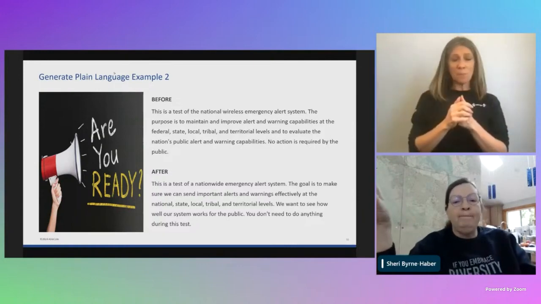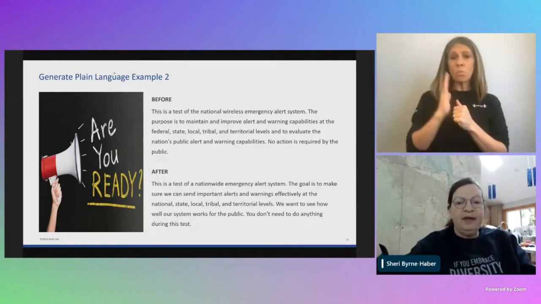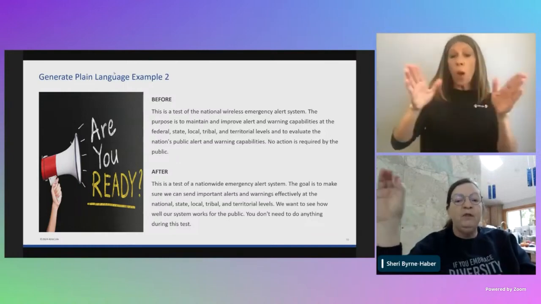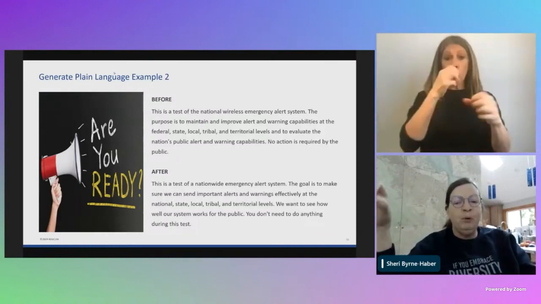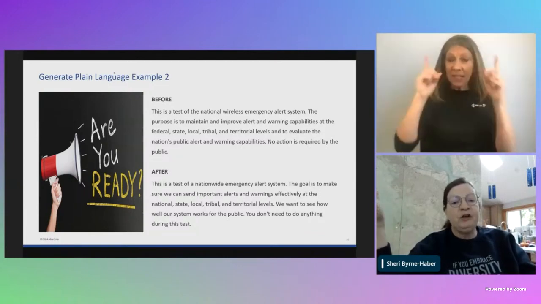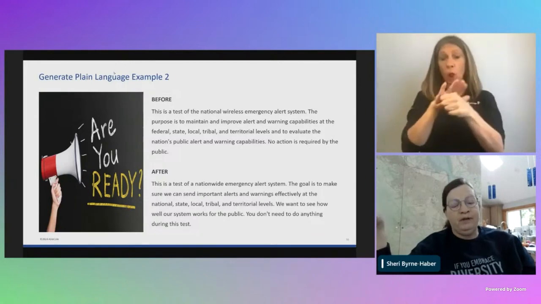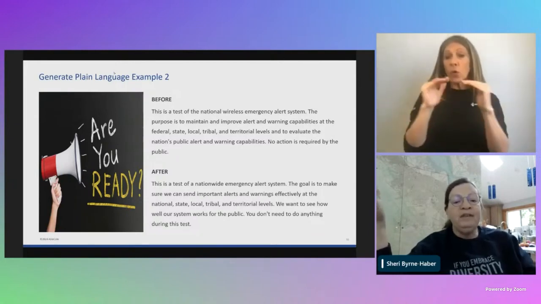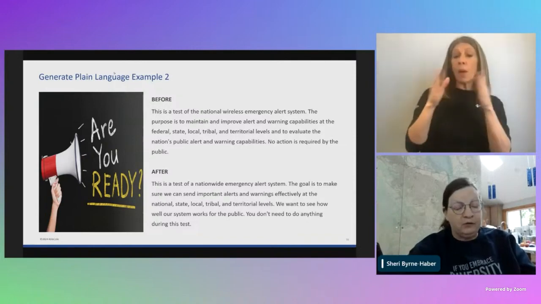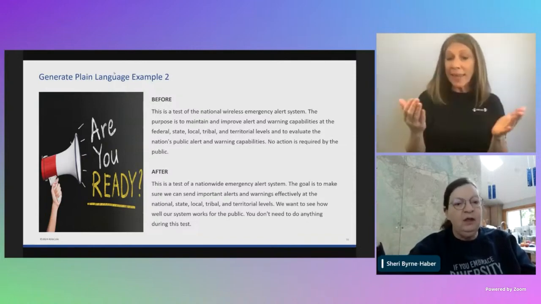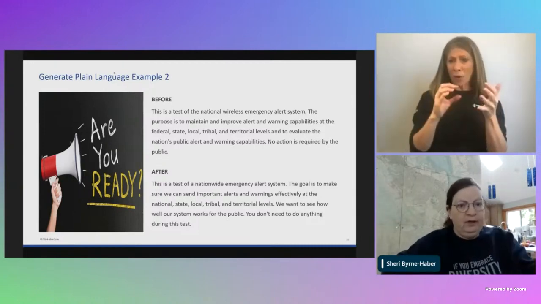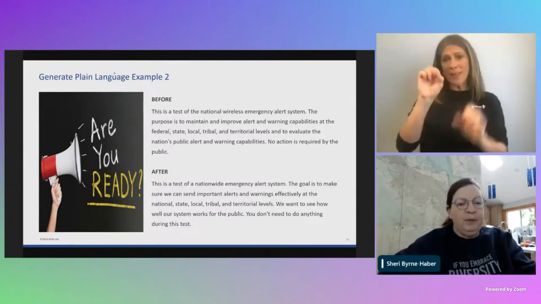Okay, so I'll read out the after then. It says, "This is a test of a nationwide emergency alert system. The goal is to make sure we can send important alerts and warnings effectively at the national, state, local, tribal, and territorial levels. We want to see how well our system works for the public. You don't need to do anything during this test." Okay, all of a sudden you have a paragraph that most of the United States can understand.